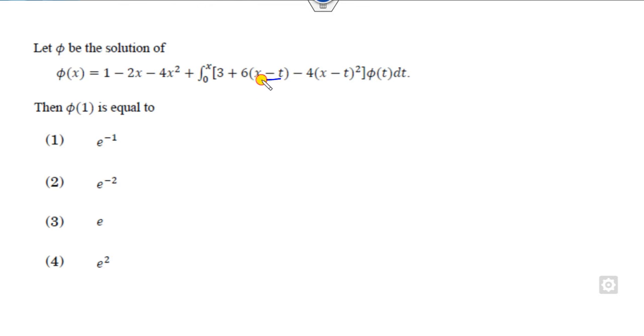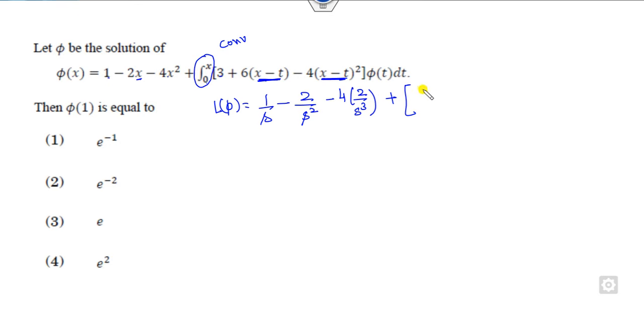Okay, again, now you can see this is x minus t, this is x minus t. So you can apply the convolution. Limits are 0 to x. So apply the limit, apply the convolution or Laplace. Laplace of 1 is 1 by s. Laplace of t is 1 by s square. Laplace of t square is 2 over s cube. Plus, Laplace of 3 is 3 by s. Laplace of 6t is 6 by s square. Laplace of 4t square is 8 over s cube, into Laplace of phi.